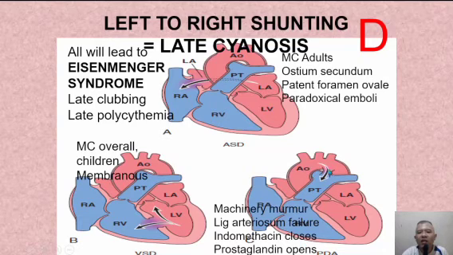Indomethacin closes this one, but prostaglandin opens it. All of this can lead to Eisenmenger syndrome. Eisenmenger syndrome is the uncorrected left to right shunting that will eventually become a right to left shunt, leading to late clubbing and late polycythemia.